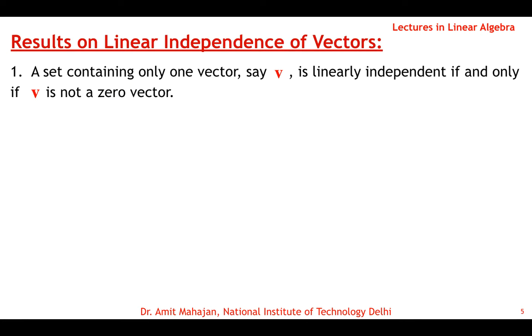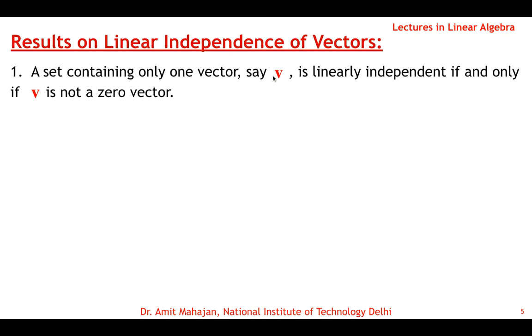Now a few results on linear independence of vectors. A set containing only one vector, say V. Say V is the only single vector which forms a set. And this is linearly independent if and only if V is not a zero vector.